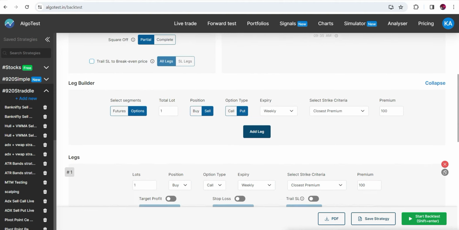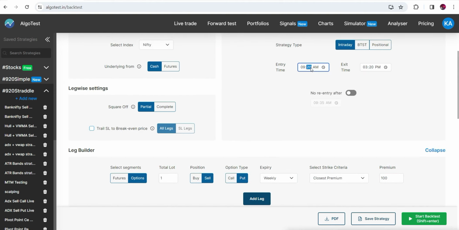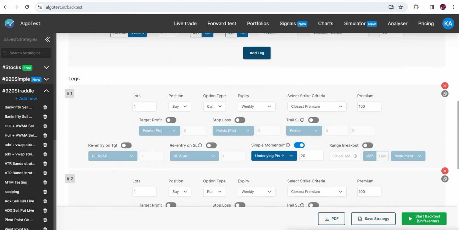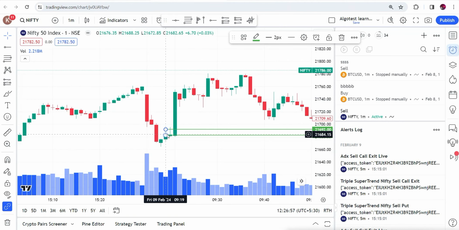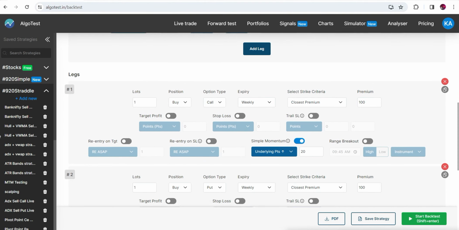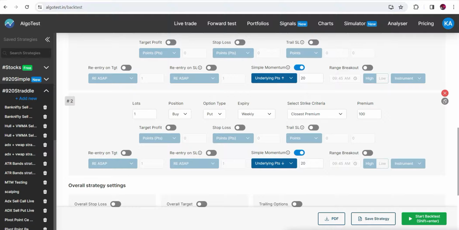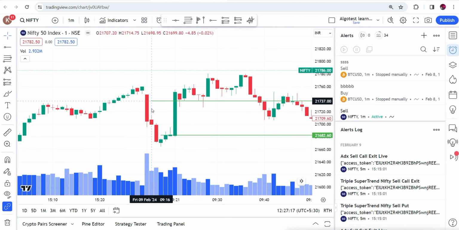It will select the price of the index at morning 9:20. So let's select the price of the index at morning 9:20. Check it here. This is the 9:19 candle, which closes here at 9:20. At 9:20, the price was 21,682. Now the momentum we have selected here is 20 points upside and 20 points downside. So let's mark the 20 points upside.